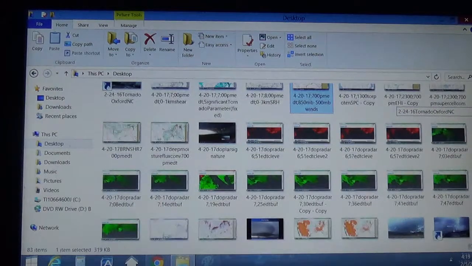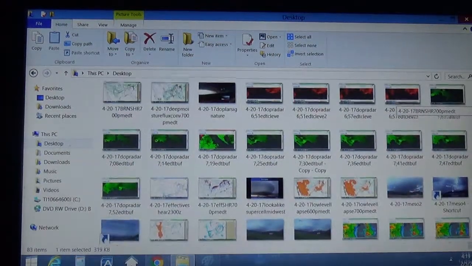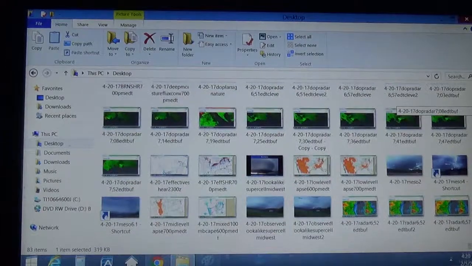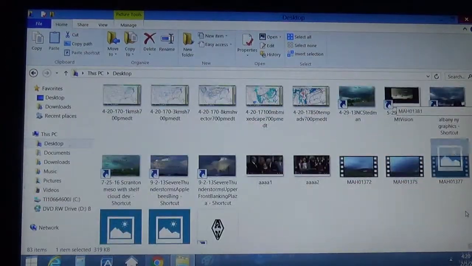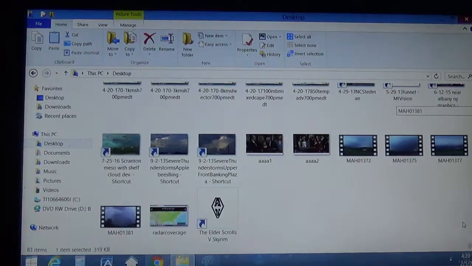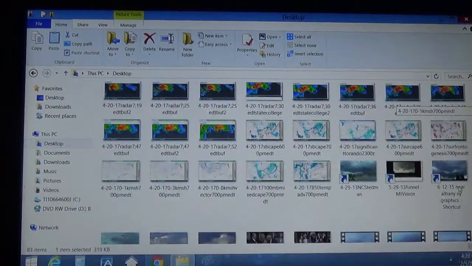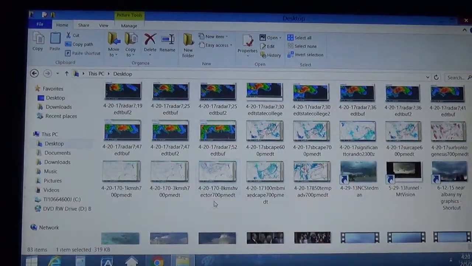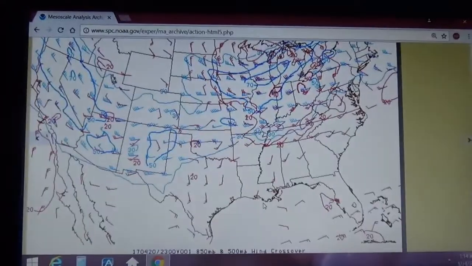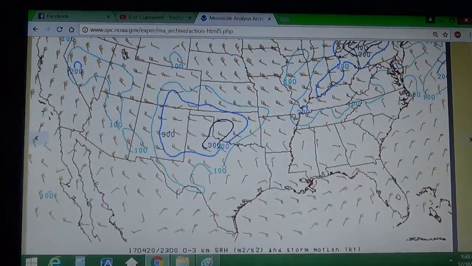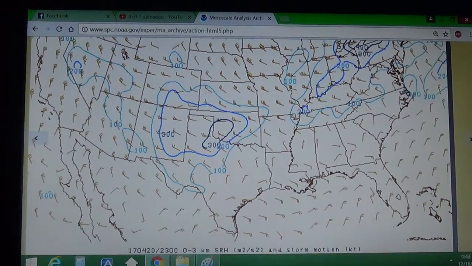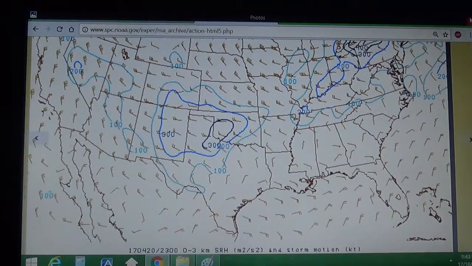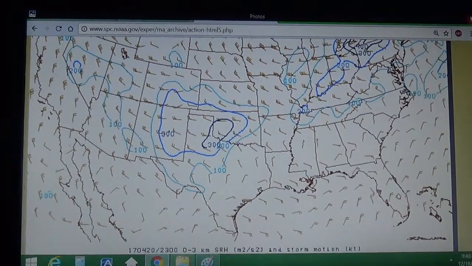And let's see, let's go to helicity. 0 to 3 kilometer helicity. Let's see where we have that. Might be at the end here. Where is it? Here we go. And in northwest Pennsylvania, see, it's 400. That's more than adequate for rotation for tornadic supercells.